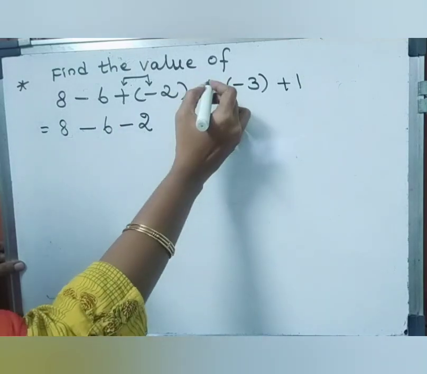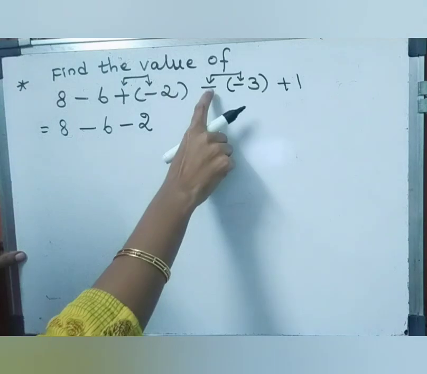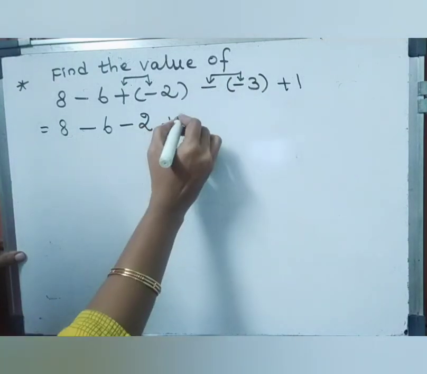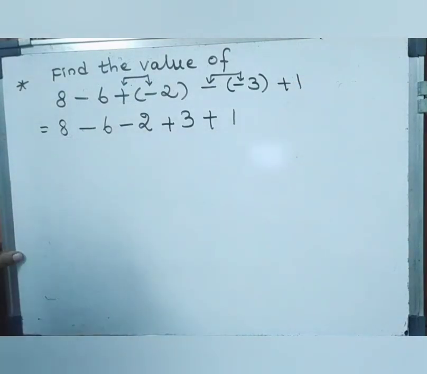Then 2. Here also we are having brackets. Before the bracket minus sign and after the bracket is also minus sign. So minus into minus, plus 3. And the next number is plus 1. There is no bracket. The same integer should be written.